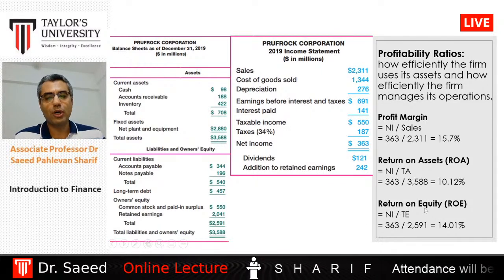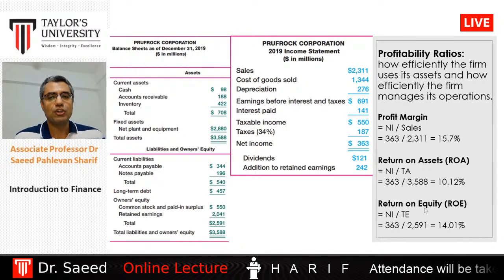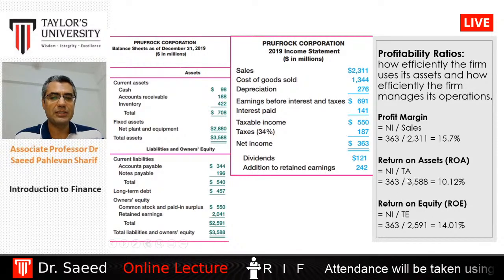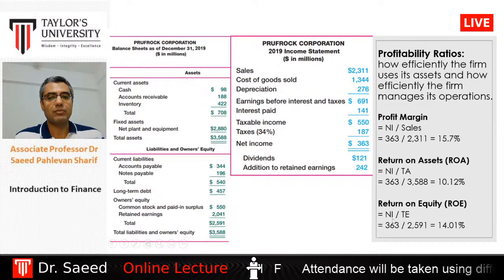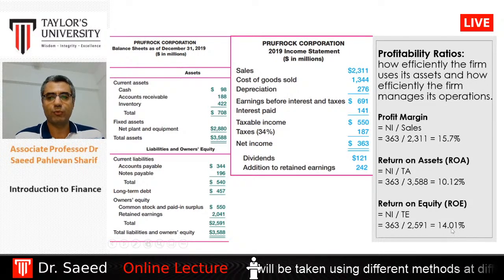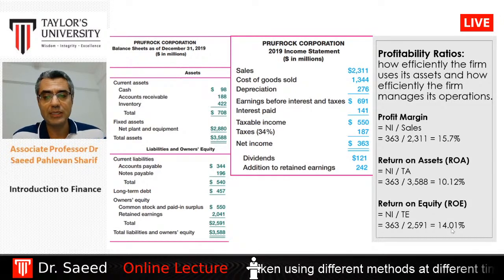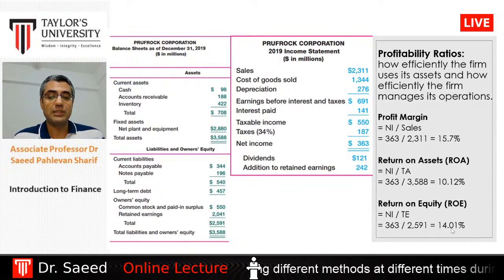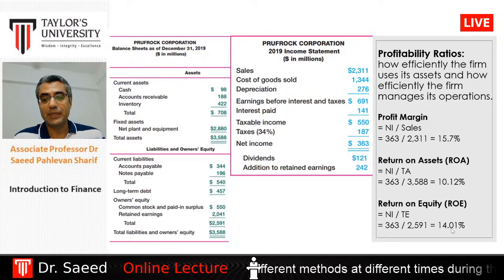And you may be interested to know how efficiently the firm can use its shareholders' equity in generating net income. In this case, we deduct the debt from the denominator and we get net income divided by total equity. Net income is again in the income statement and total equity is in the balance sheet. 363 divided by 2,591 means 14.01%, which means for every $1 in shareholders' equity, this company can generate 14.01 cents in net income.